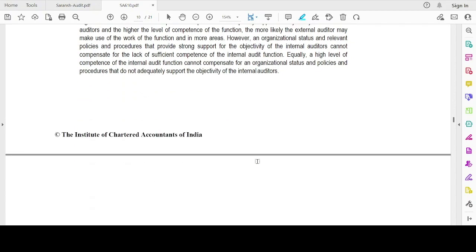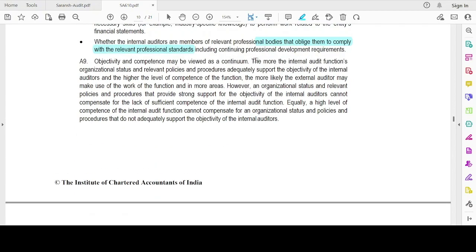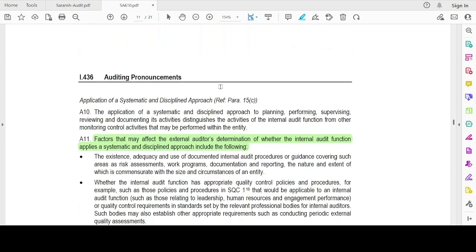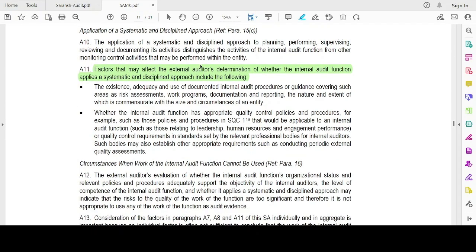Then, the more the internal audit function's organizational status, level, and policies and procedures support objectivity, and the higher the level of competence, the more likely the external auditor may use the work of the function and in more areas. So, if everything is good, then I will be using the function, right? Now, factors that may affect the external auditor's determination of whether the internal audit function applies a systematic and disciplined approach include the following. I have to check whether there is any documentation of work, whether it is adequate, whether it is properly being used. Then whether the internal audit function has appropriate quality control procedures and policies, for example, those set out in SQC1.